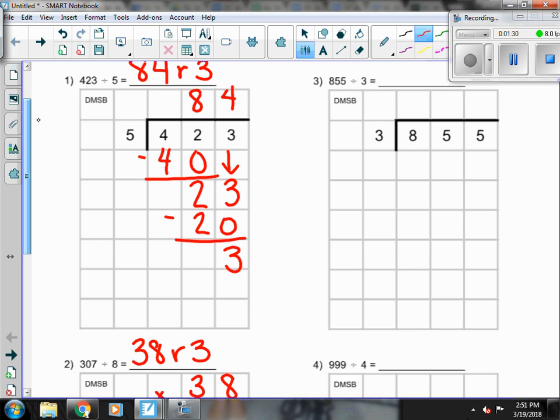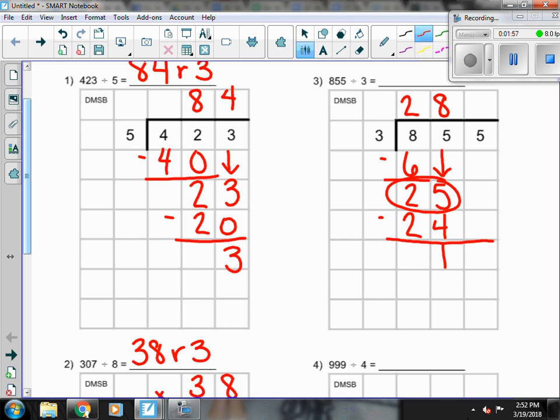Number 3. 3 can go into 8 2 times. And 2 times 3 was 6. And I subtract and I get 2 as a remainder for my hundreds. And I bring down my 5 to start again with my new number. 3 goes into 25 8 times. 8 times 3 is 24. I subtract and I get 1 remainder in my tenths.